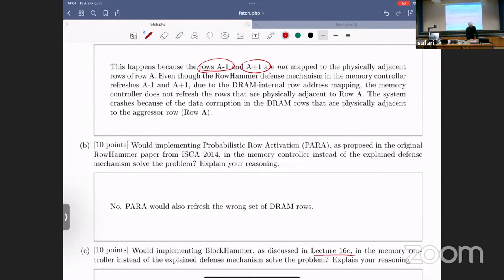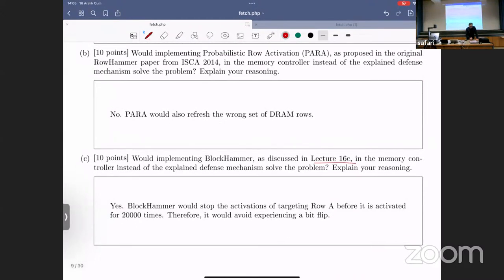So as a reminder, BlockHammer was not sending activations to the victim rows. Instead, it was throttling the activations targeting the aggressor row. So basically, it guarantees that no row will be activated more than 20,000 times. So since the activation count is limited in that way, even though this A minus one, A plus one, X minus one, X plus one are mapped to different rows, it doesn't matter for BlockHammer. It would save the day, basically. And that's the answer, yes.